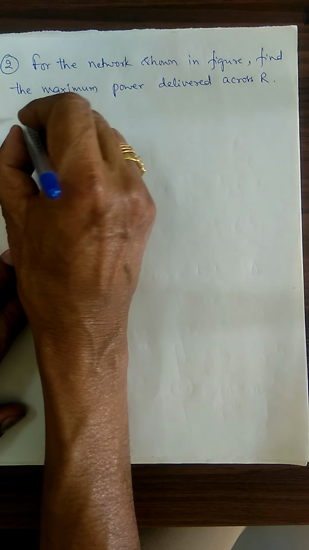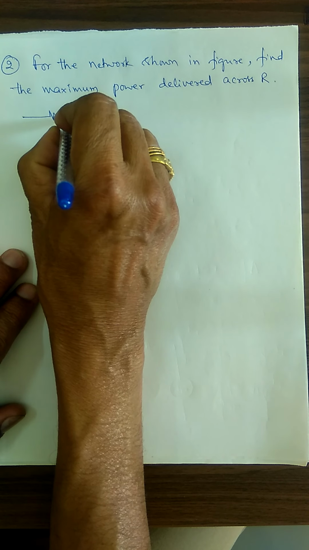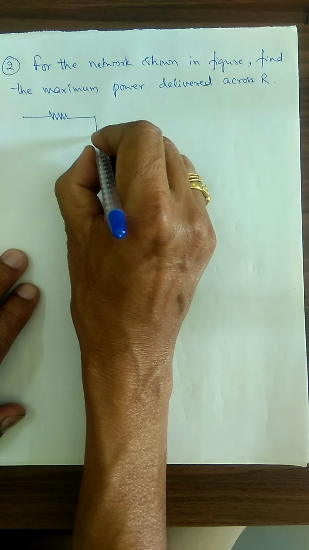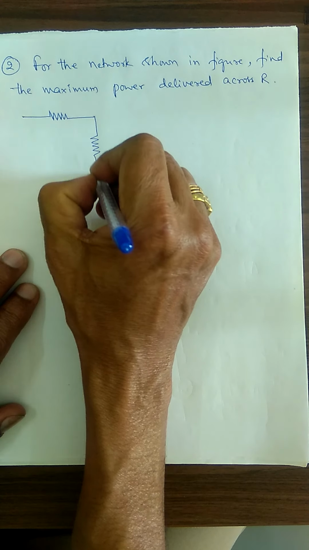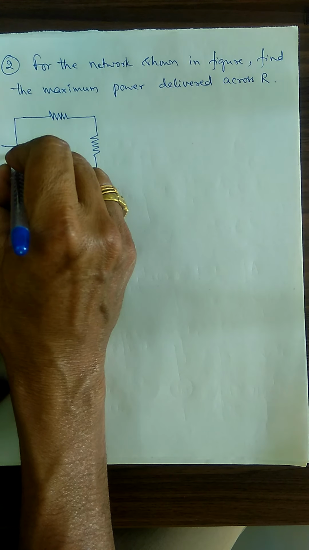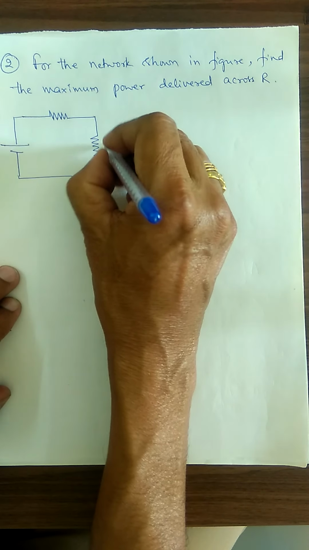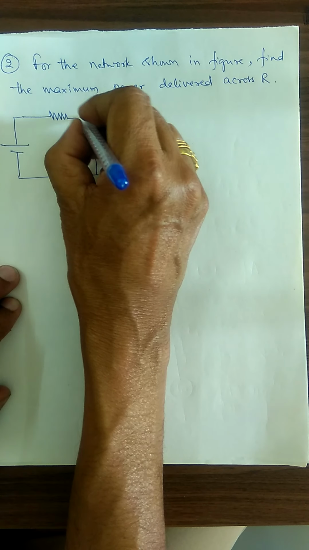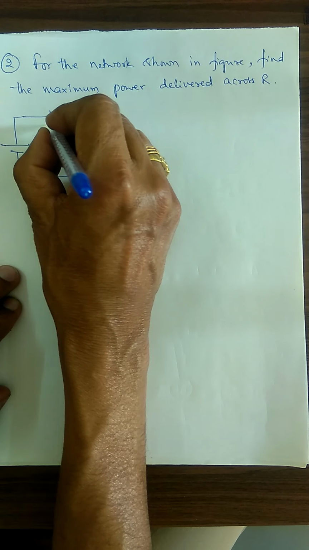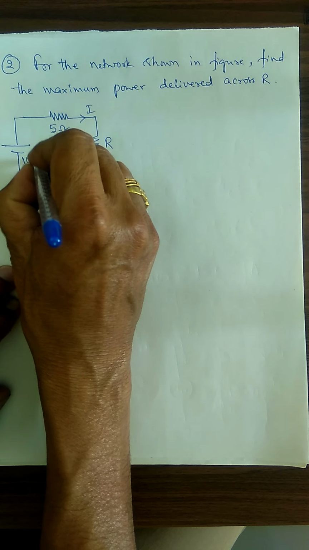This is a question. Problem circuit, it has been given. This is the circuit. This is battery. Like this. This is R. This is I. This is 5 ohm. This is 100 volts. Power delivered across R is how much?